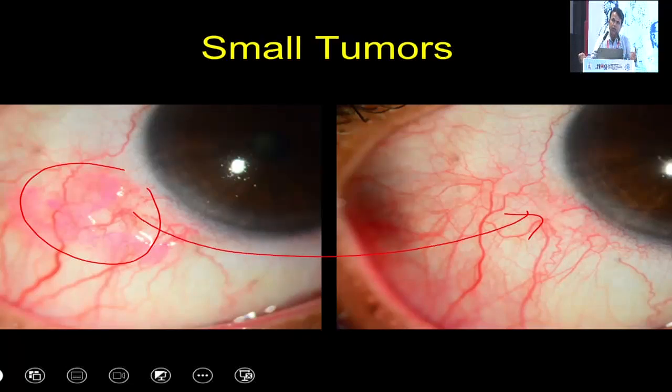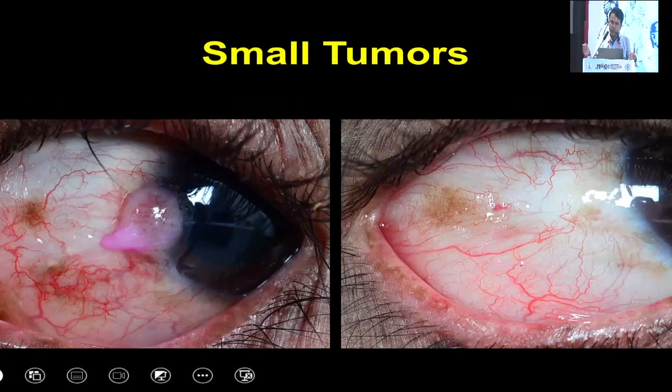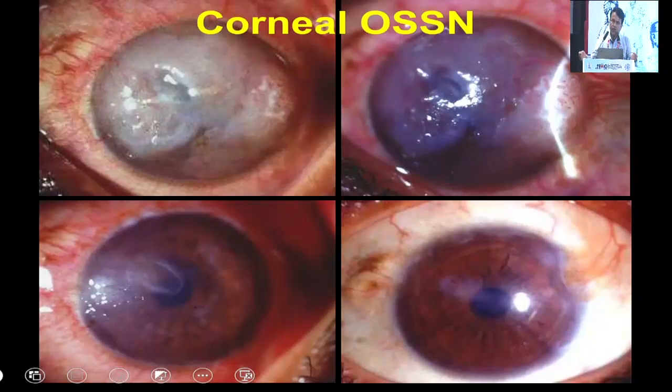This is called immunotherapy or chemotherapy, where the intent is to completely eradicate the tumor. You don't intend to do surgery. Your intention is to completely eradicate the tumor. Also, tumors which are recurrent. This was a small tumor in the background of prior surgery. Small recurrent tumor, completely eradicated with topical therapy. Corneal ocular surface squamous neoplasia is a specific indication for topical therapy.